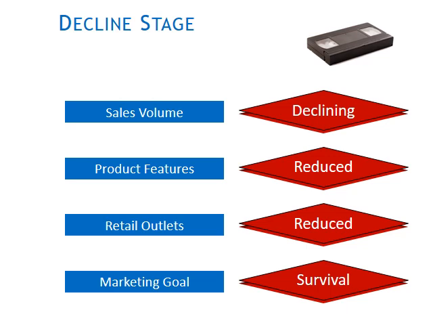The final stage of the product life cycle is called the decline stage. Here, sales volume is decreasing. Product features are starting to be reduced. We're trying to maybe make it less expensive by taking different features out of our product.